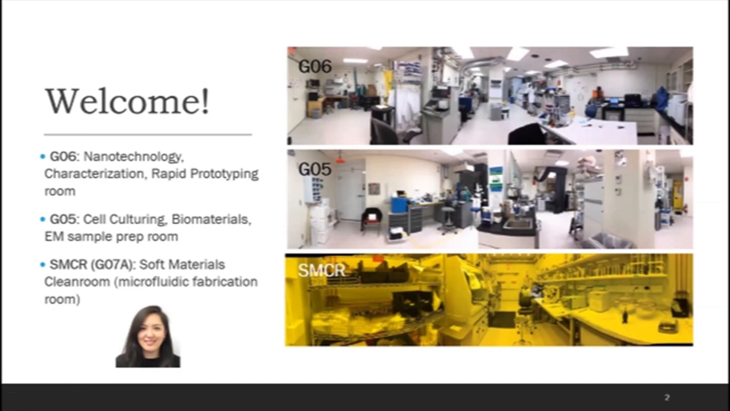It's really just a bench with two 3D printers, but that's where we house them, and they are located in Geo6. The middle picture is our Geo5 lab, which is our cell culturing lab, as well as our EM prep lab. And the bottom one is the SMCR room, also known as our microfluidic fabrication room. And that's me on the bottom left.